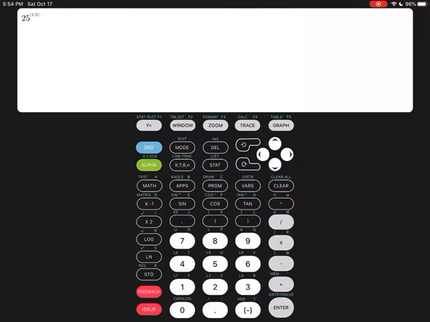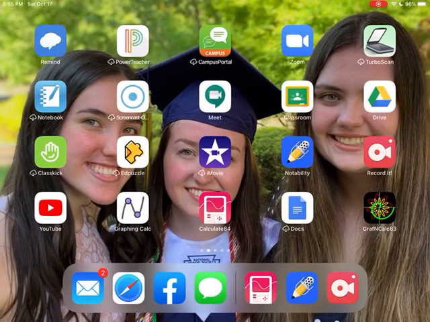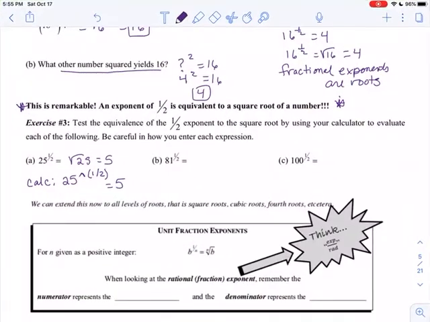There it is. It's not showing anything. And then I have to hit parentheses 1 divided by 2, because I want the whole thing to be the exponent. And then I hit equals. Oops, I got an error in here. Let me see what happened. Let's try it again. 25, I might have hit it twice. To the 1 divided by 2. Is 5. There we go.